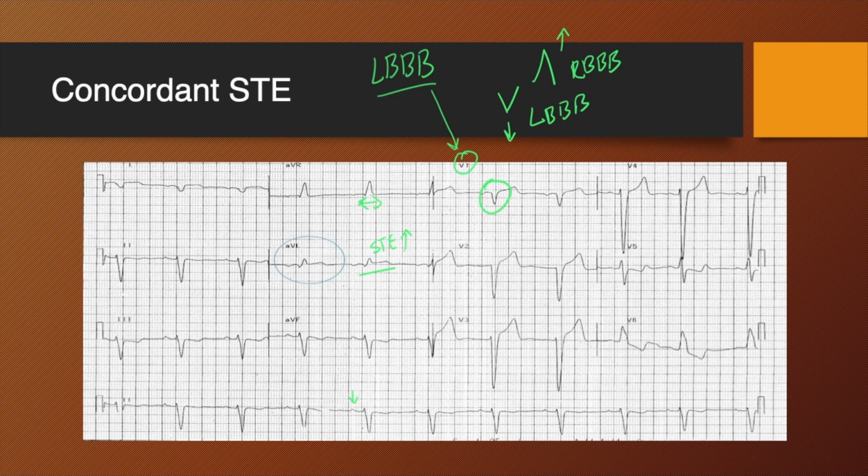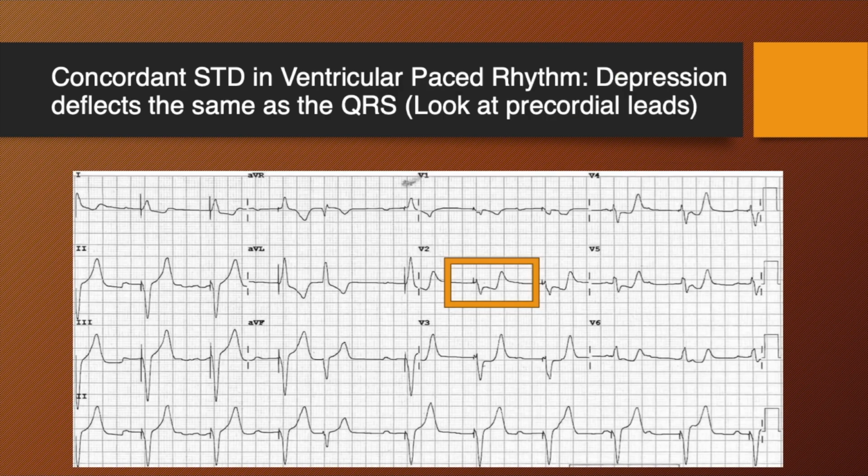So what we have here is in aVL, I have ST elevation, and that ST elevation moves in the same direction as the QRS. So the QRS is moving up, and the ST elevation is moving up. This is concordant ST elevation. This is abnormal. This is a problem. This may very well be an occlusion myocardial infarction and not what we would expect to see in the setting of a run-of-the-mill left bundle branch block.